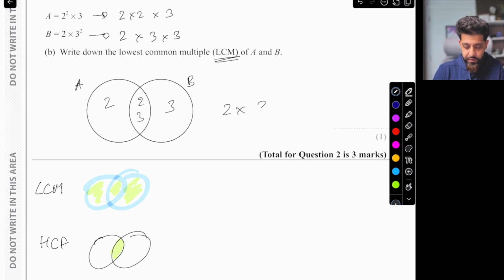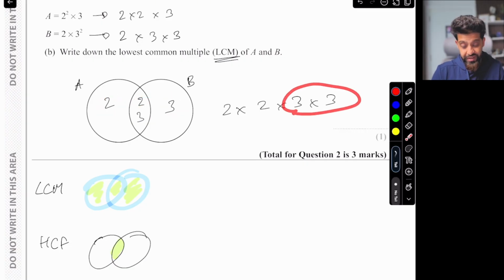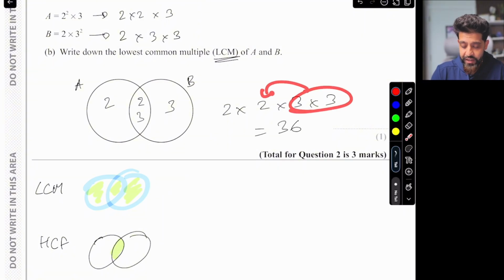So it's going to be 2 times 2 times 3 times 3. All the numbers, that times that times that times that. Okay, so start with the biggest one. Oh, you have a calculator, so you can just put that into your calculator, and whatever answer you get, 36. But 3 times 3 is 9. 9 times 2 is 18. 18 times 2 is 36.